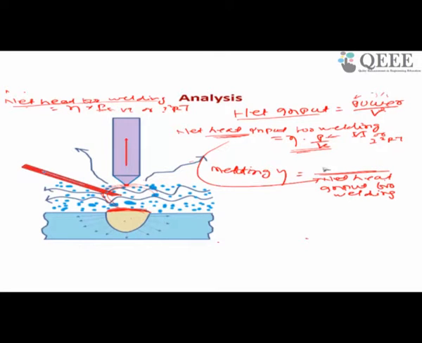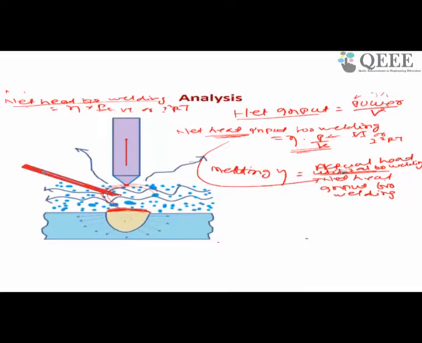What is your output? How much heat was really utilized for welding? The actual heat utilized for welding. This is melting efficiency. So I will repeat again.